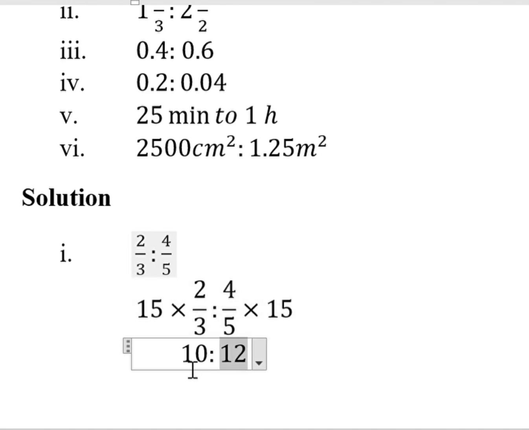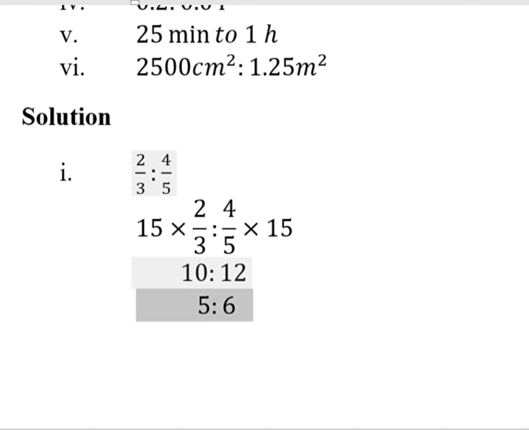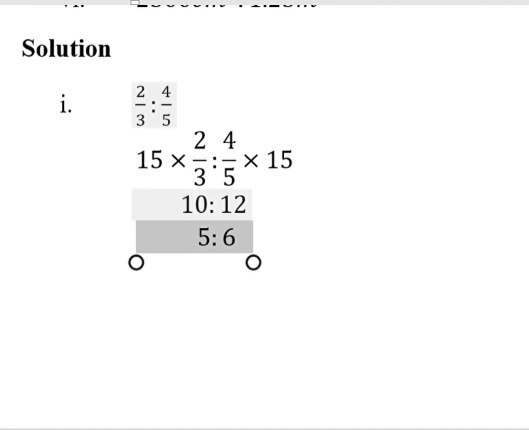We realize there's a common divisor of 2. So we can divide both sides by 2. That gives us 5 to ratio 6. You don't have to indicate or to perform the actual division. You just do it mentally. You divide both sides by 2 and you write the resultant ratio.